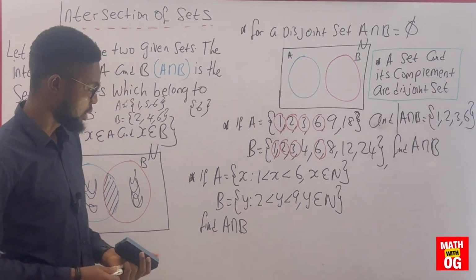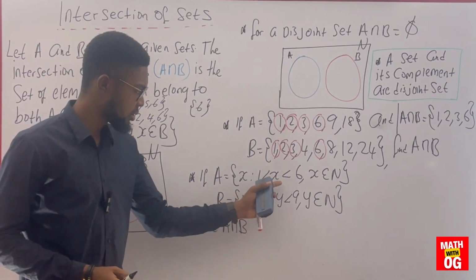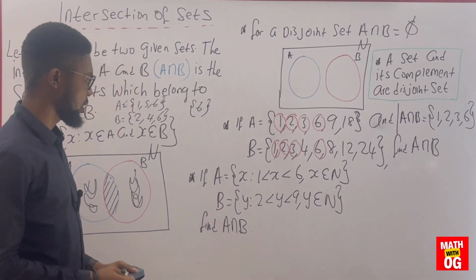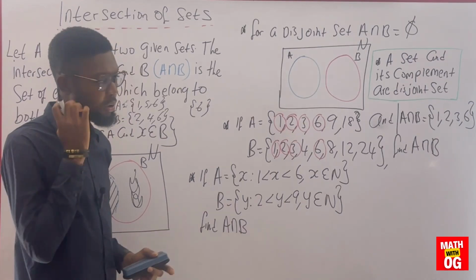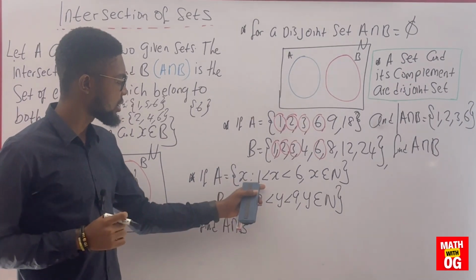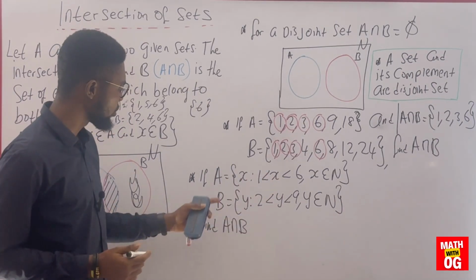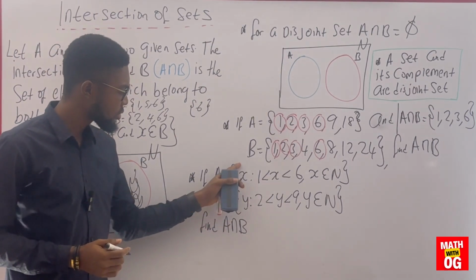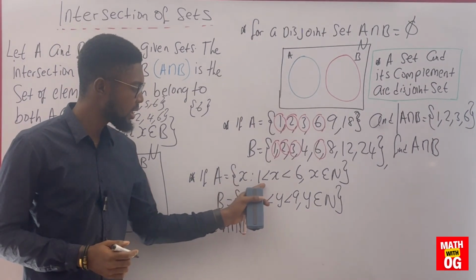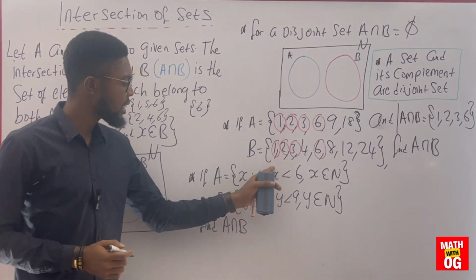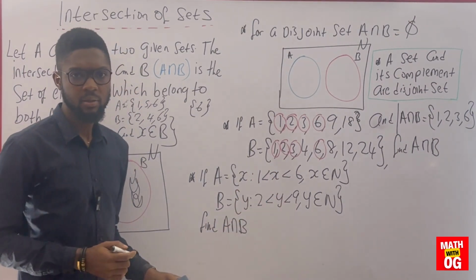Though we've not done inequality, I believe most of you understand what this symbol means. When we get to inequality, you will understand it better, for those of you that don't understand what this symbol means. So this is 1 is less than x is less than 6. So let's go. Set A is equal to {x such that 1 < x < 6}. That means x is a number between 1 and 6.